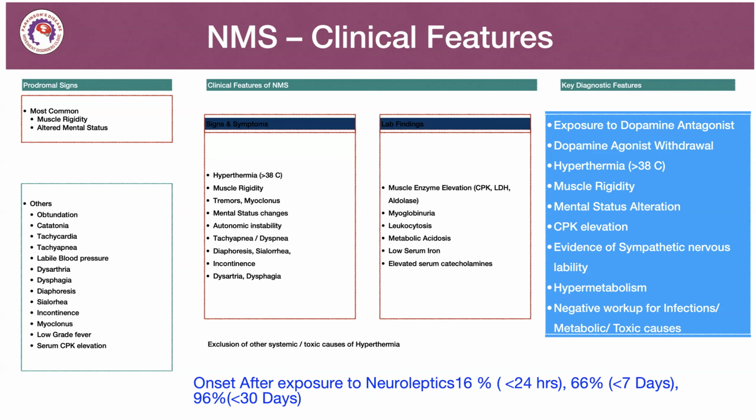Most of the patients develop NMS after exposure to neuroleptics: within 24 hours in about 16% of the patients, about 66% within a week, and more than 95% within 30 days of the exposure.